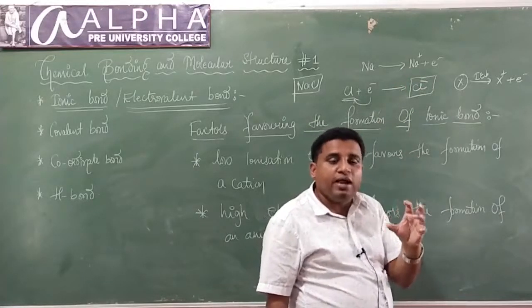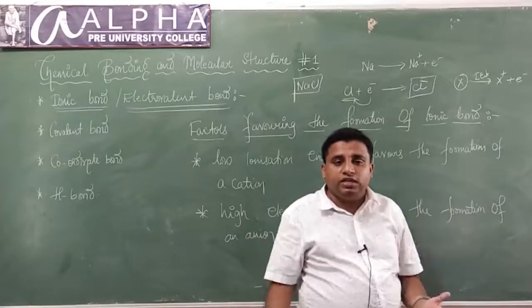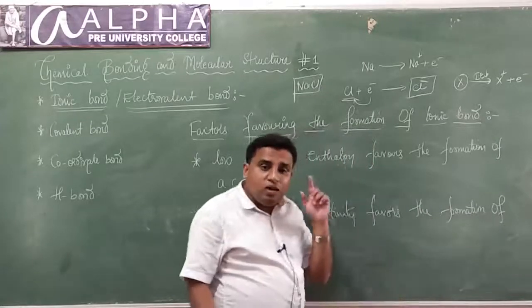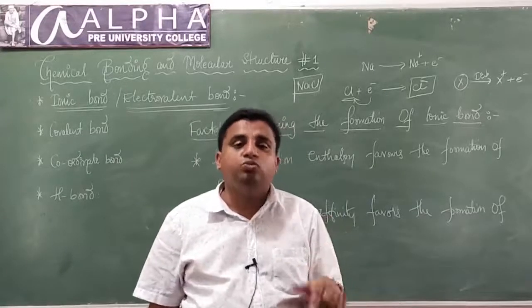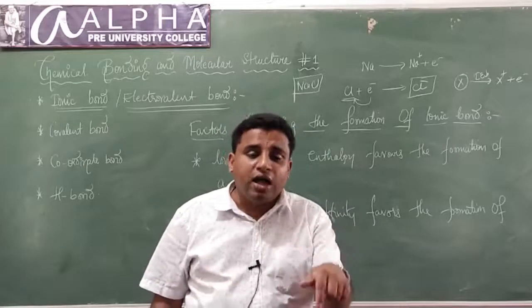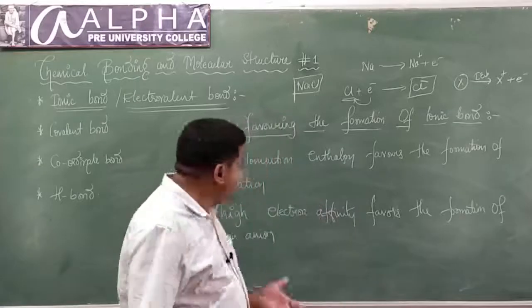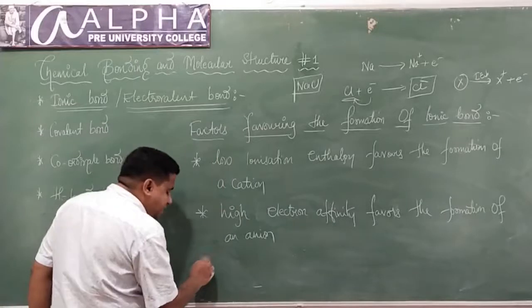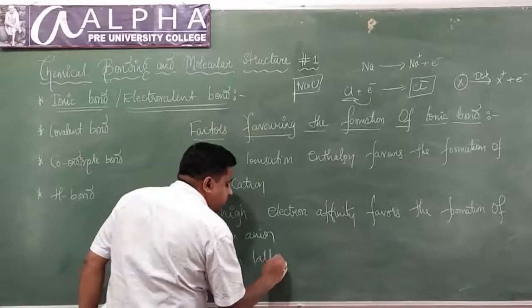Now cation and anion will attract each other to form an ionic compound. When an ionic compound is formed from the ions, energy is released. What is that energy called? Lattice energy. Only when lattice energy is more, the ionic compound that is formed is more stable. If the lattice energy is less, then the ionic compound that is formed will be less stable. Am I correct or not? Yes. So what is the third condition which favors the formation of ionic bond? That is high lattice energy.